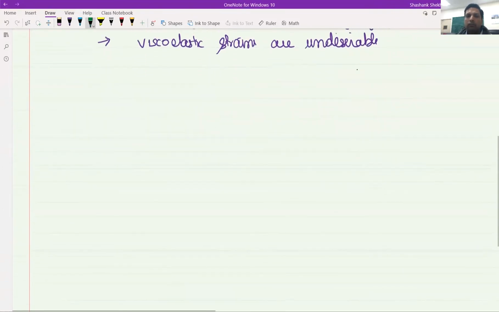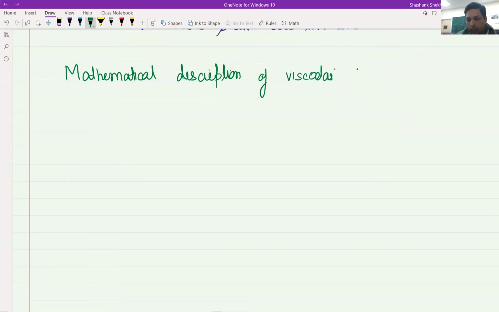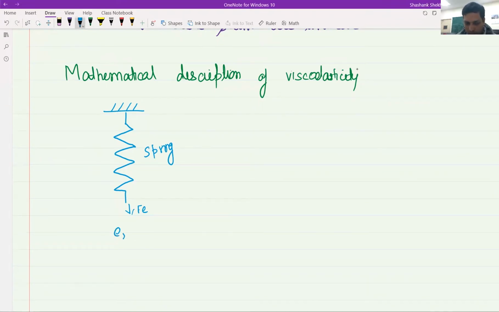Now let's understand these viscoelastic strains with the help of a mathematical description. So overall, the deformation that happens can be shown with the help of two different components. One is a spring type component. So you apply a force here, Fe, this is a spring, and the elastic strain is Fe by Ke, where Ke is the spring constant.